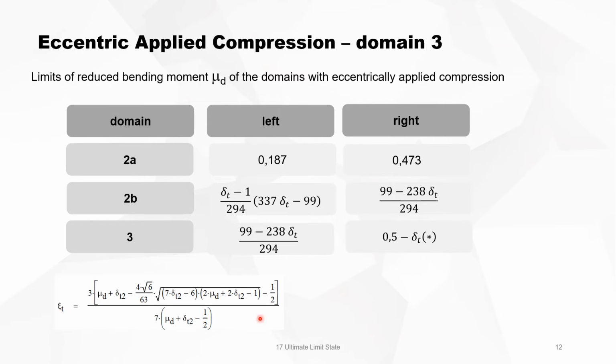CT we know was with this formula. If you go to the right border of domain 3, we know it is pure compression. That means that CT is infinite. That means that this term should be 0, or mu d must be 1/2 minus delta t.